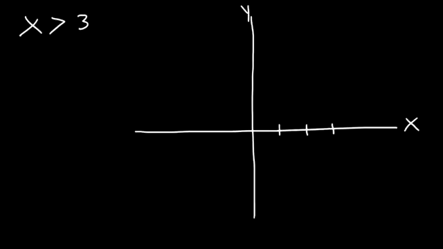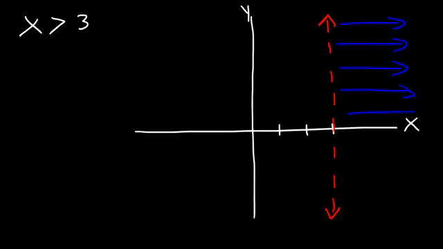X equals 3 is basically a vertical line. Now, x being greater than 3 but not equal to it, instead of drawing a solid line, we're going to draw a dashed line. Because x is greater than 3, we need to shade towards the right, towards the large x values. And so that's how you can graph it. Because it's an inequality, there's a range of answers, so you have to shade the appropriate region.